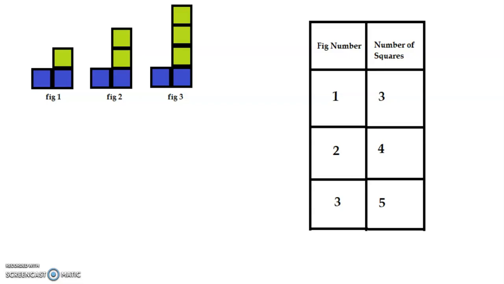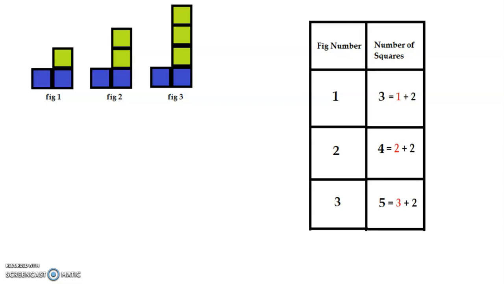Similarly, in figure number 2, the number of squares is 4. And in figure number 3, the number of squares is 5. Let's see if we can write 3, 4 and 5, that is the number of squares, in some other way. Yes, we can write 3 as 1 plus 2. Similarly, we can write 4 as 2 plus 2 and we can write 5 as 3 plus 2.